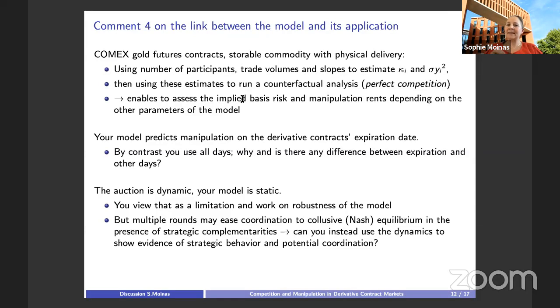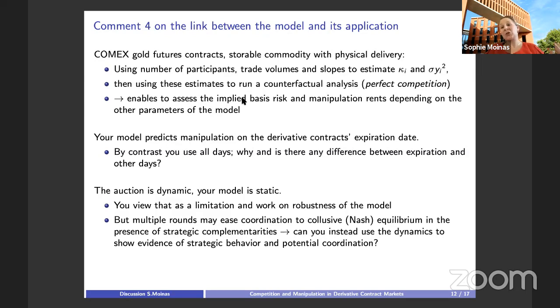The first one is that the model predicts manipulation at the expiration date, and I think that in the empirical analysis, you are using all the days. Why? And is there any difference between expiration and the other days? Okay, first question. Second question, you mentioned that the auction that you have is dynamic, while the model is static.